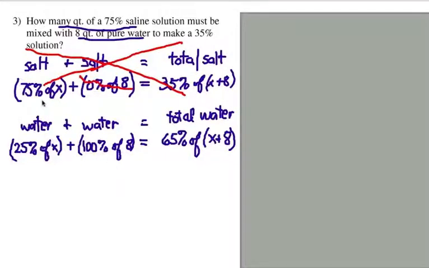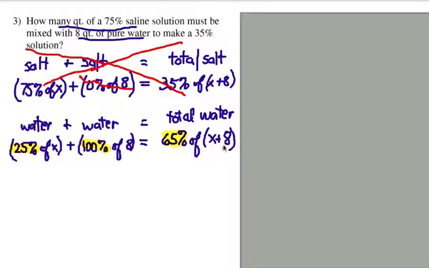And now you notice that if it's 75% saline solution, 75% salt, then we're going to have 25% water in that first container. Now it's pure water in the second container, so that's 100%. And now instead of 35% salt in the mixture, we have 65% water. Okay, we have to kind of think backwards. Now we should be able to work with this if we use X to represent the quarts in the first container.